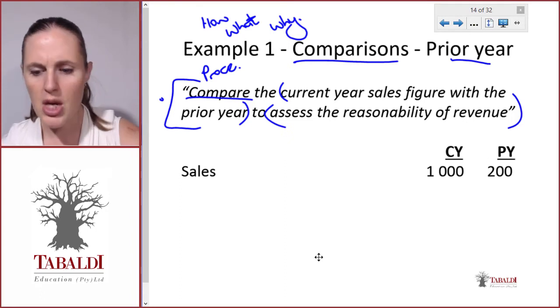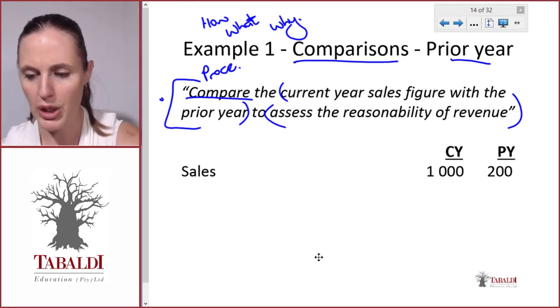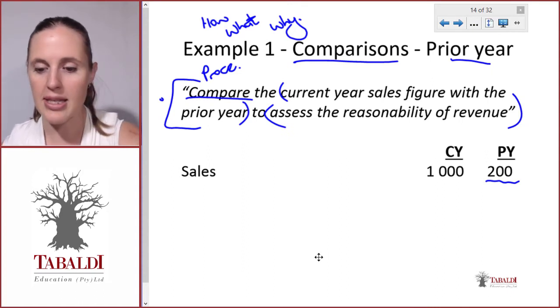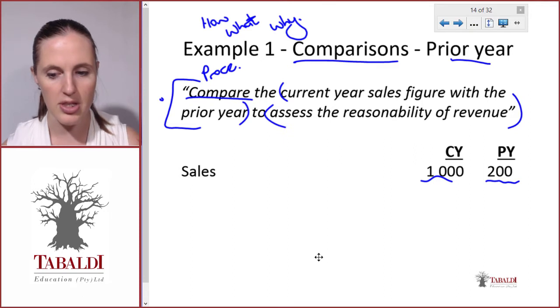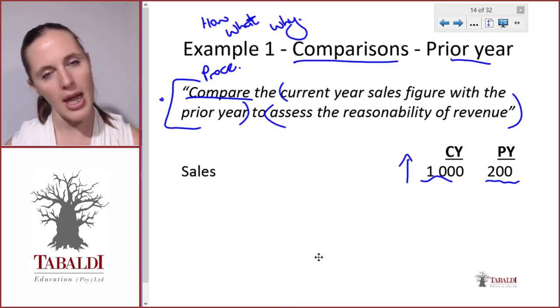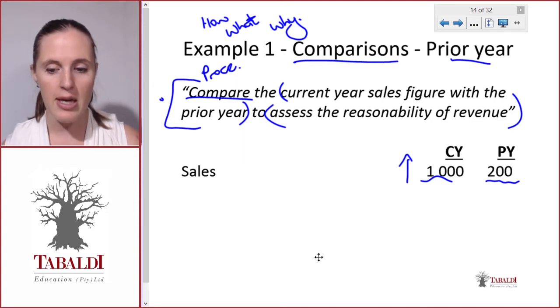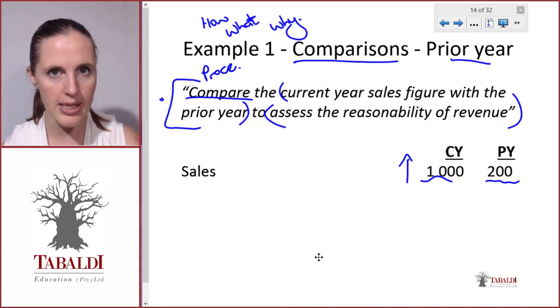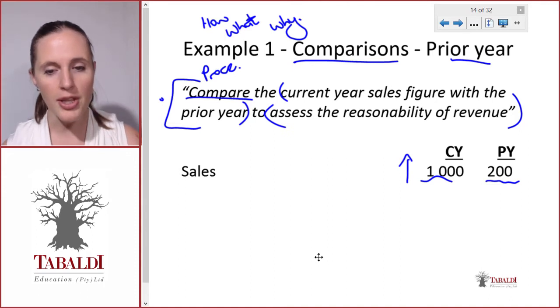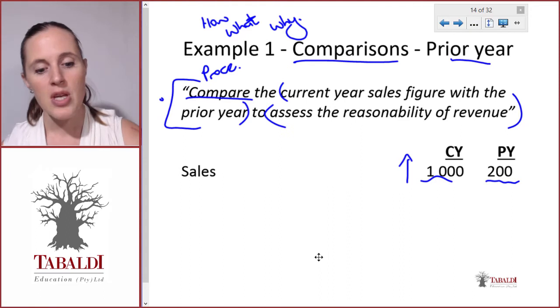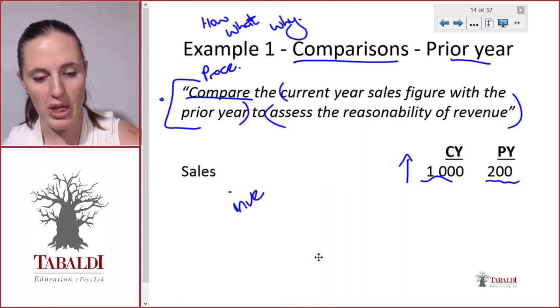So very much the same as in the little example when we spoke in the last video. If sales in the prior year was 200 and in the current year it's now all of a sudden 1,000, that's quite a hectic increase. I would say, proportionately it's a very large increase. Does that seem likely? Does that seem reasonable? On the face of it, I would say no. You've increased your revenue by 5 times in 1 year. That's a lot. Your follow-up would be to investigate.